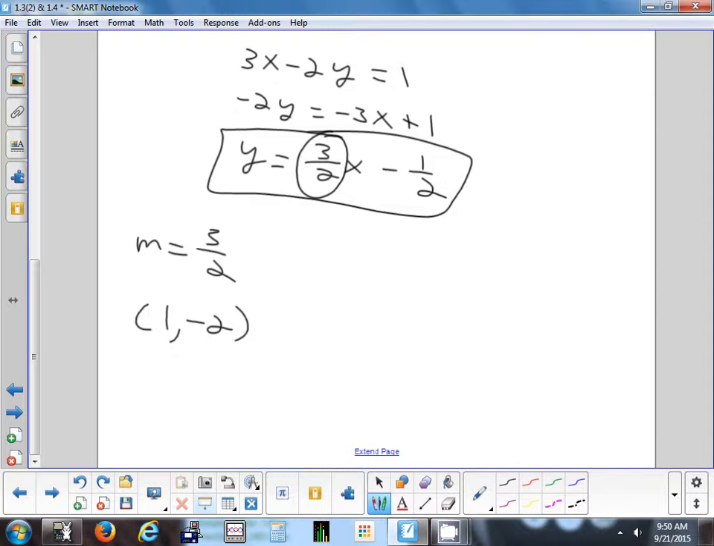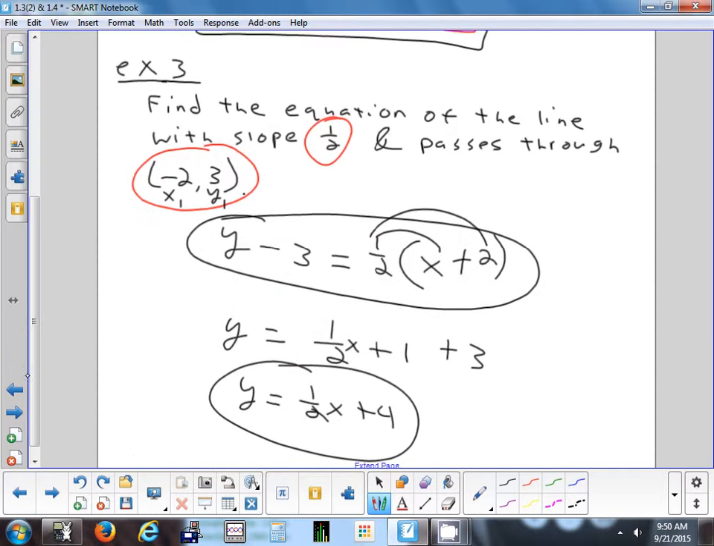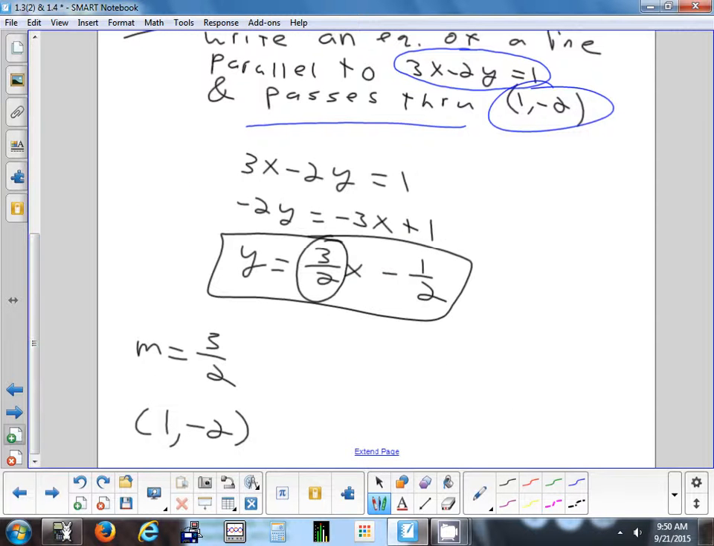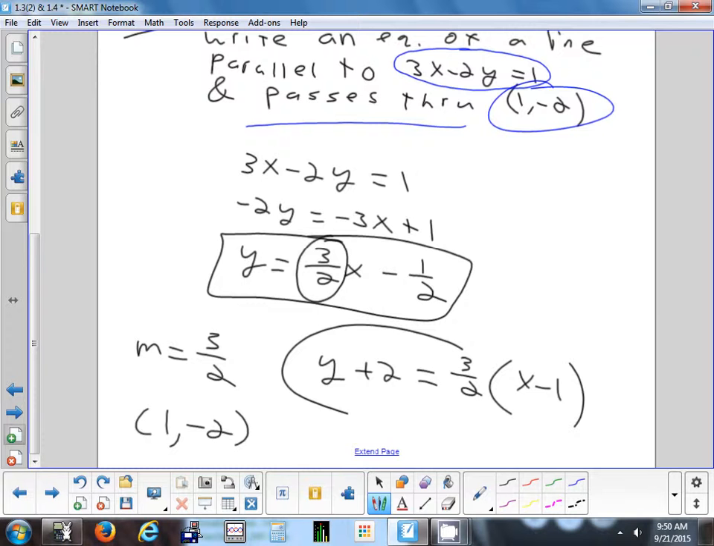Now this problem is just like the one we did right here. There's your slope, there's your point. Just fill it in. Okay, I'm going to do y minus y1 equals m times x minus x1. Okay, this one I'm not going to rewrite, but you could distribute and minus the 2. Okay, any questions on that?